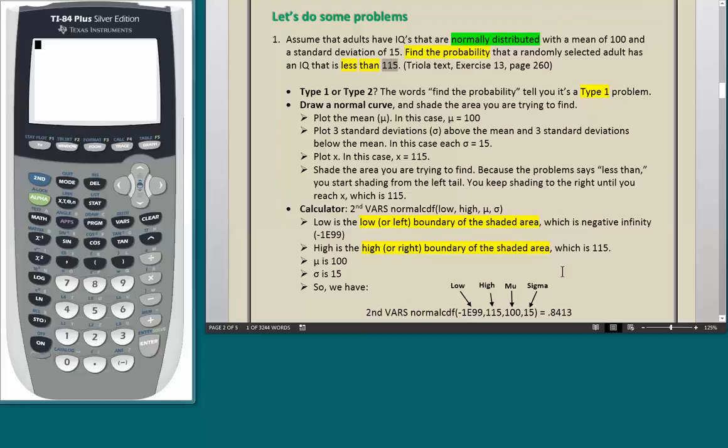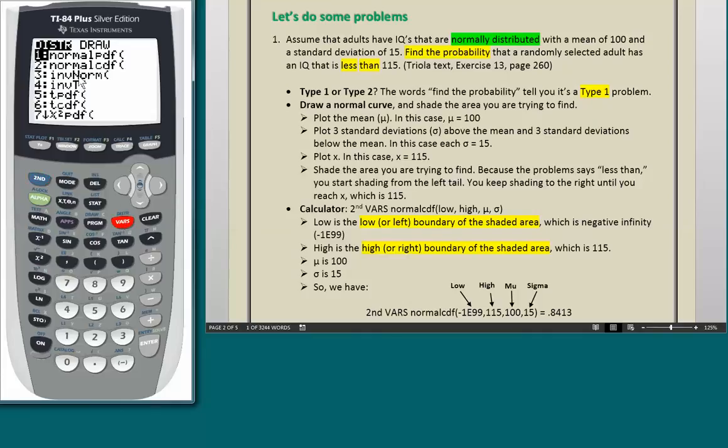And now you're going to see how easy it is to do this on the calculator. So here's all of our calculator stuff starting right here. We're going to start by going to second VARS normal CDF. So I come over to the calculator, second VARS, and here you see all these choices. Well, there you see normal CDF. So we're going to choose 2.